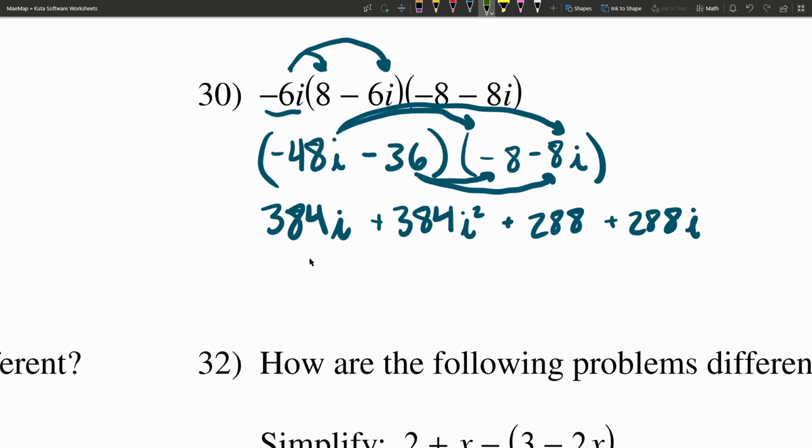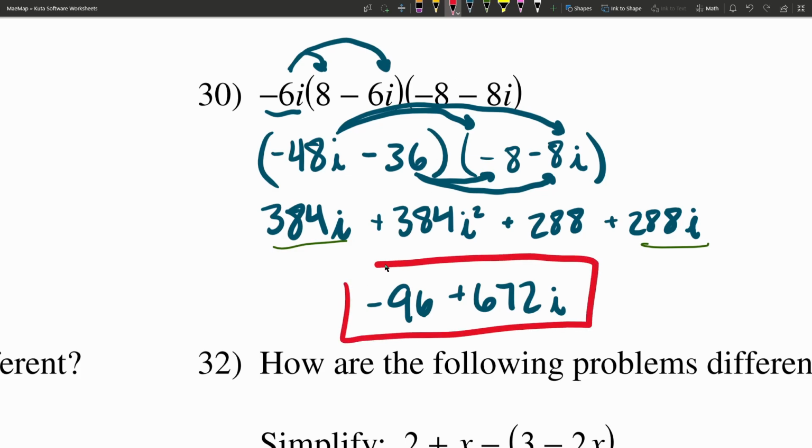Now we can combine our 384i and our 288i together right at the start. 384 plus 288 is going to result in 672i. So I have my imaginary part as 672i. Now I just need to figure out my real part, which 384i squared is a negative 384. And when I add that negative 384 with a positive 288, I get a negative 96. So we have negative 96 plus 672i as our solution for number 30.